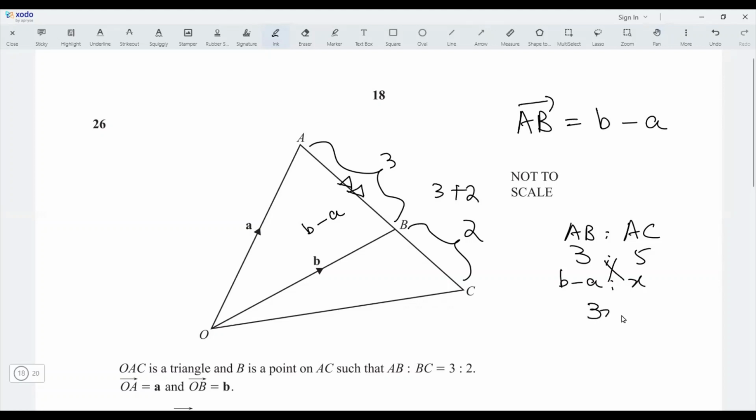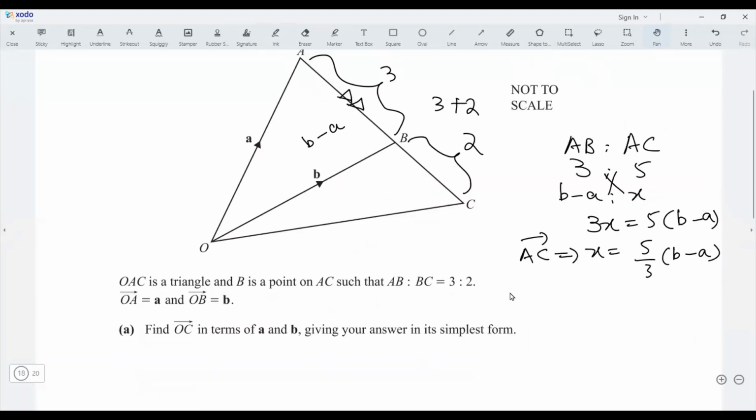So it is 3x equals 5 times (b minus a), or we can say 3 is to be divided, so 5 over 3 times (b minus a). This is actually the AC vector. AC vector is 5 by 3 of (b minus a). So if it is 5 by 3 of (b minus a), how can we find the vector OC?